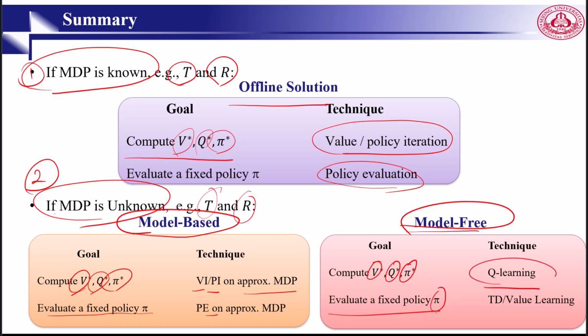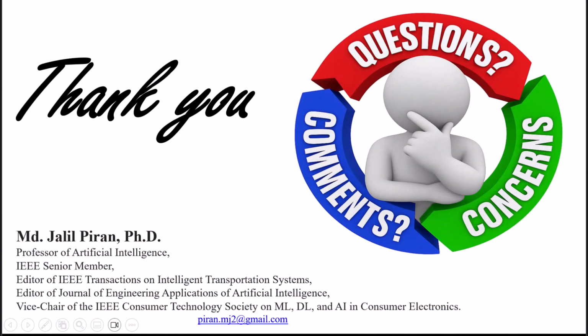In the next lecture, we will study Q learning. In Q learning, we want to learn the optimal action value function directly without knowing the model. Then we go for temporal difference or value learning. This method updates estimates step by step using partial feedback. So this model-free family is extremely popular because it avoids the complexity of model estimation. So once again, if we know the MDP, we solve it offline using dynamic programming. If we don't know the MDP, we can either learn a model, that is model-based, or learn value directly, that is called model-free.